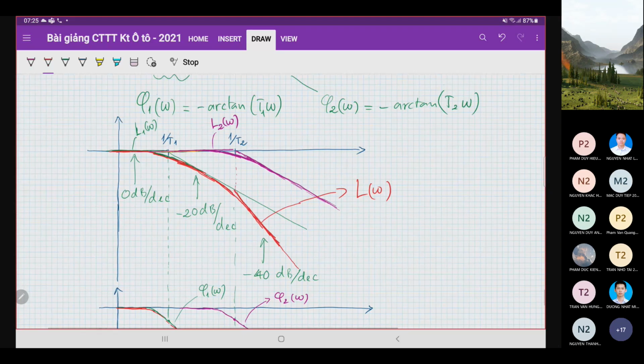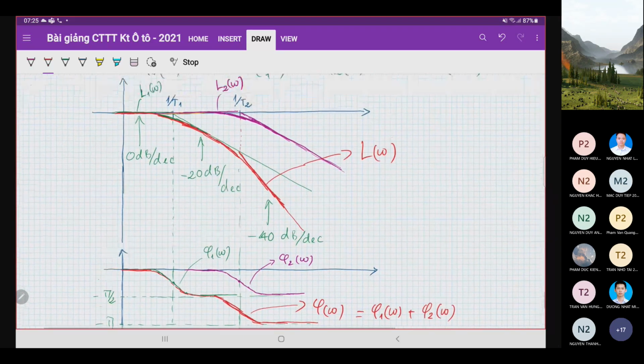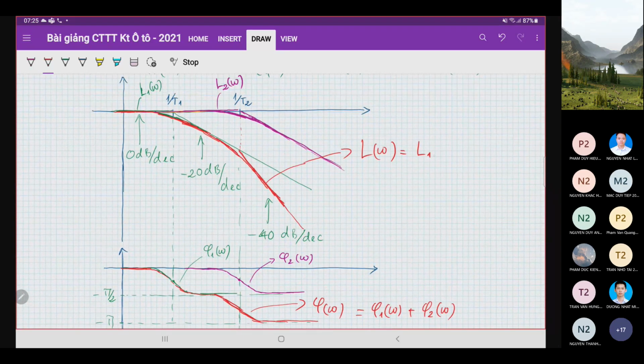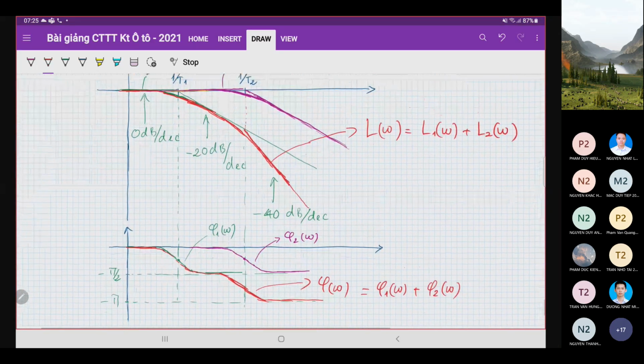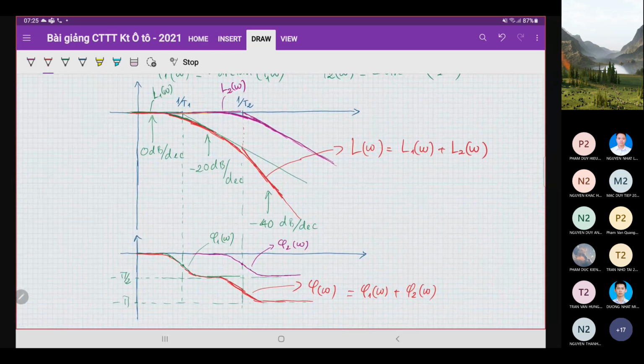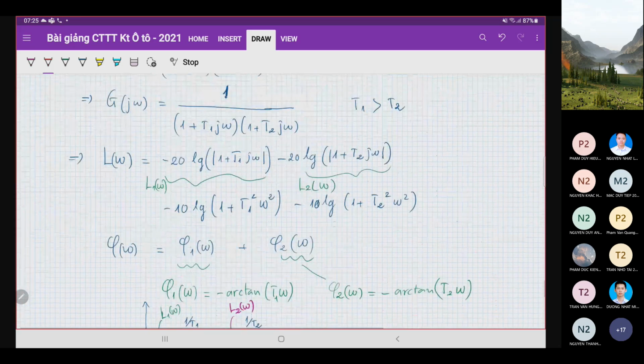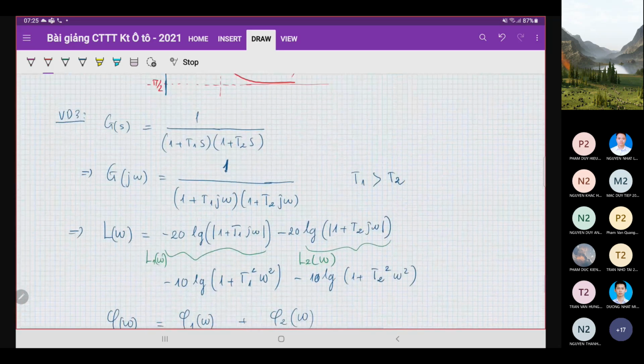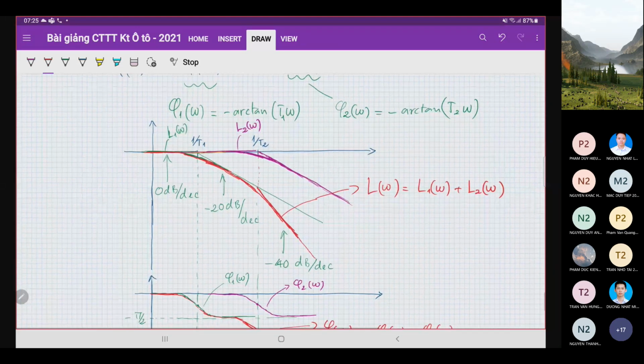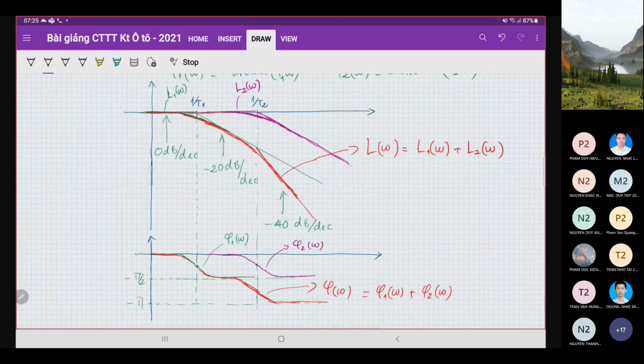Okay, so this one will be phi(omega) equal to phi 1(omega) plus phi 2(omega), and it's the same here: L(omega) equal to L1(omega) plus L2(omega). See, so this is both diagrams of the system with this transfer function. All clear? Any questions?